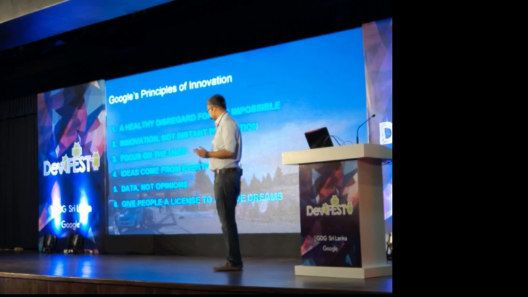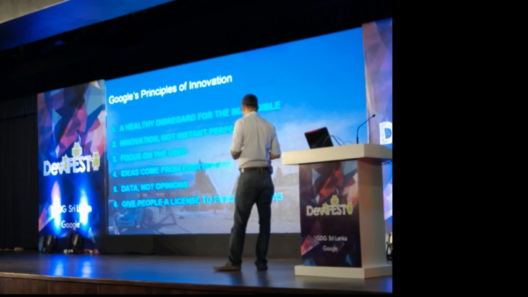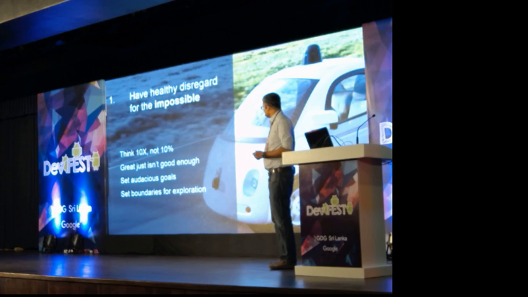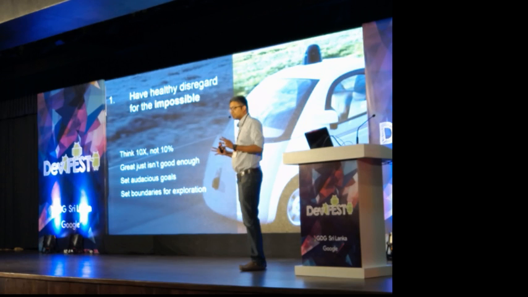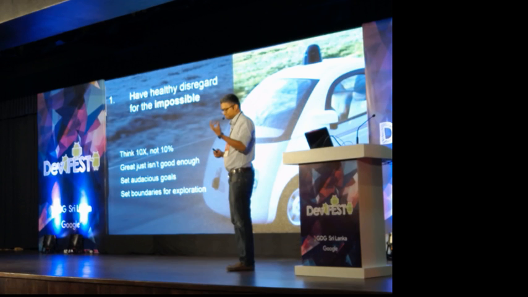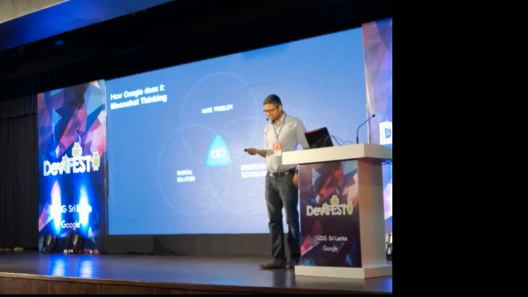So the first one, most importantly, have a healthy disregard for the impossible. You've got to think big, 10 times, not 10%. And you've got to have big goals. You've got to completely break the mold. What does that do? It encourages really great thinking. You're not going to just accept mediocrity. You're going to try and do something absolutely amazing. So at Google, we have what we call moonshot thinking. It essentially takes a big problem and tries to find a radical solution for it through breakthrough technology. I have a small video to share with you guys. Let me just play that.